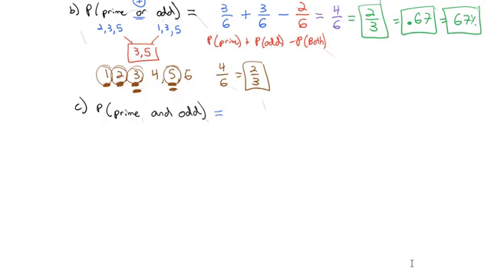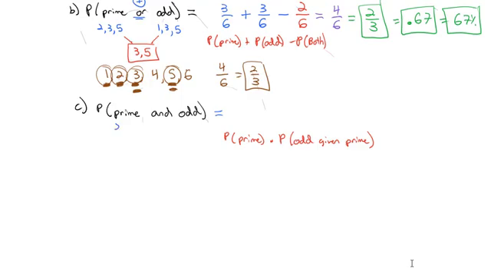The formula for prime and odd, if I use the formula method, says we take the probability that we get a prime times the probability of odd given it's prime. So let's break that down.